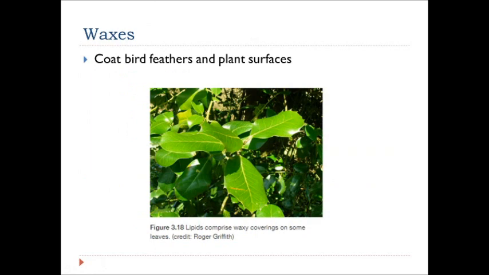There are waxes. They help to coat bird feathers and plant surfaces as an extra layer of protection and waterproofing.